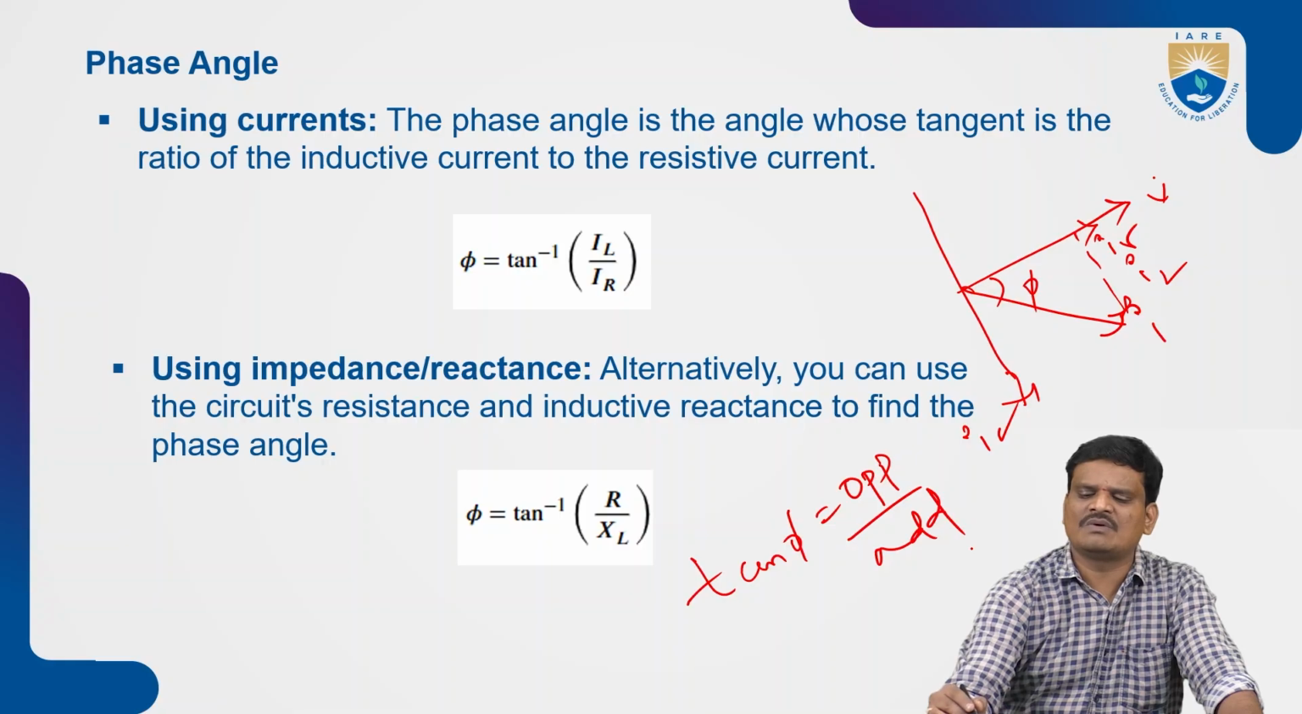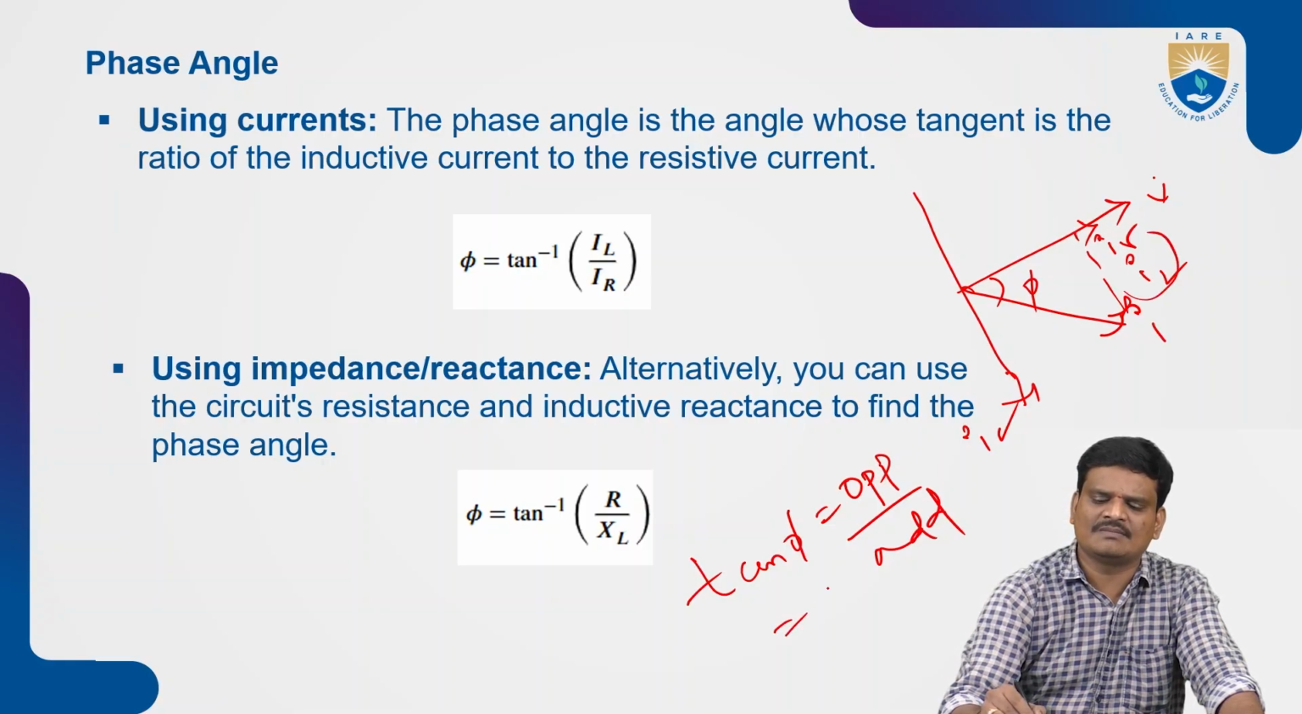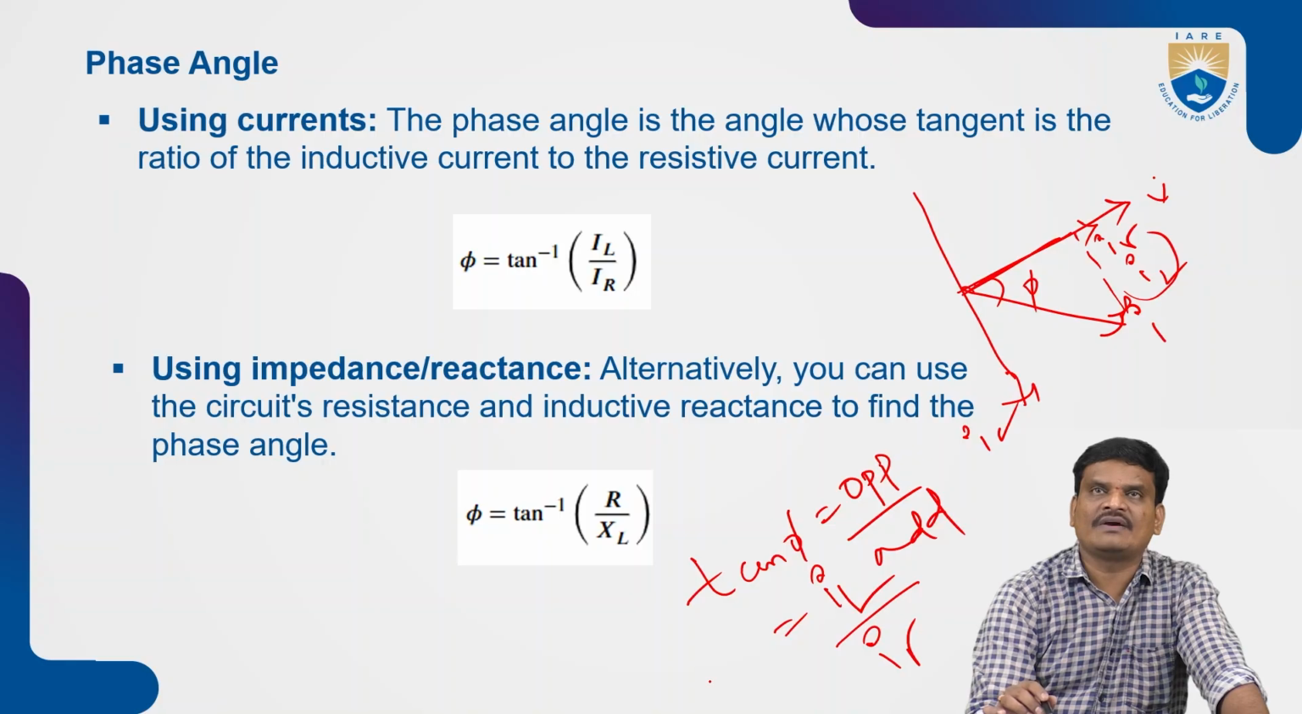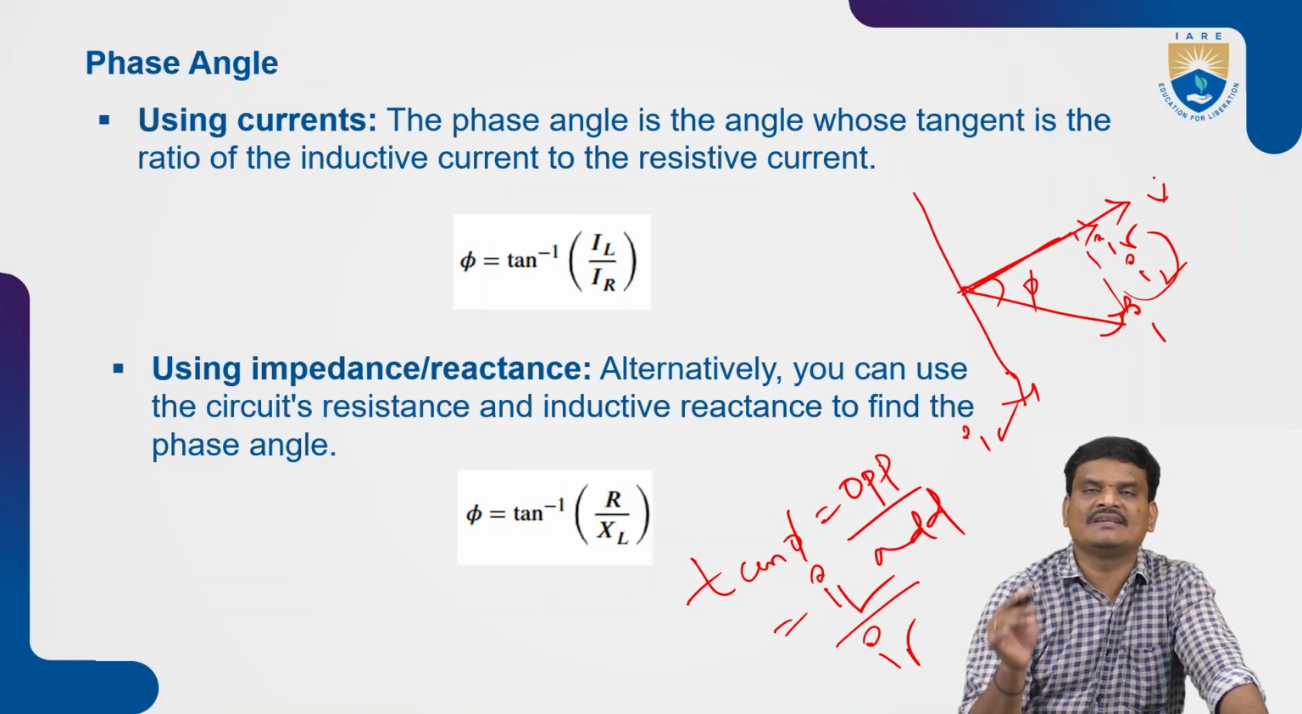So with respect to this, what is the opposite side? Opposite side is nothing but IL. And what is the adjacent side? The adjacent side is considered as IR. So by considering the value of tan phi from the phase angle representation, I can calculate the value of a phase angle.